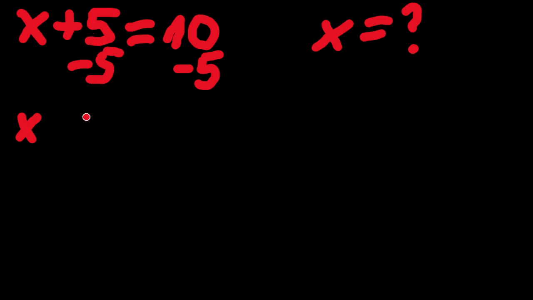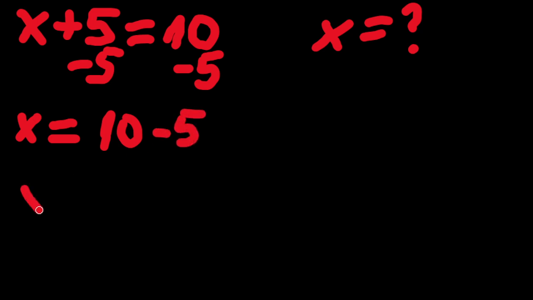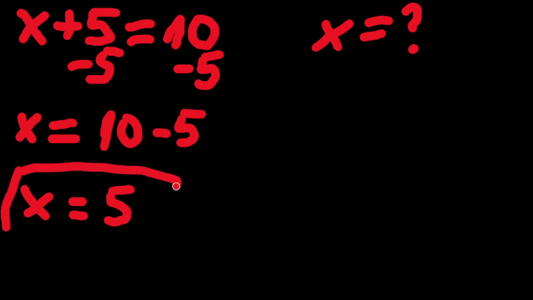5 minus 5 equals 0. So nothing left. Then we have an equal, the number 10 minus 5. So how much is 10 minus 5? x equals, how much is 10 minus 5? It is 5. So x equals 5.